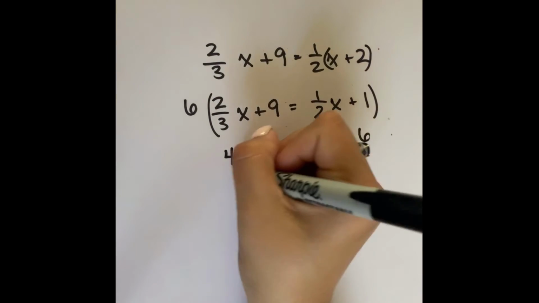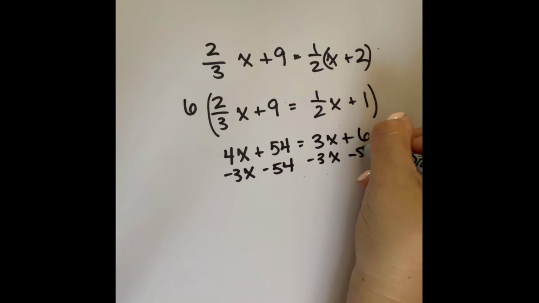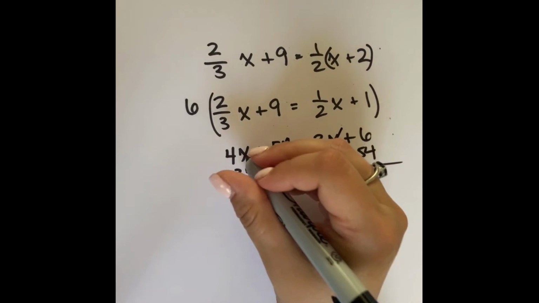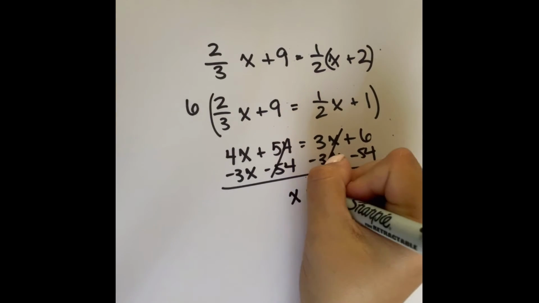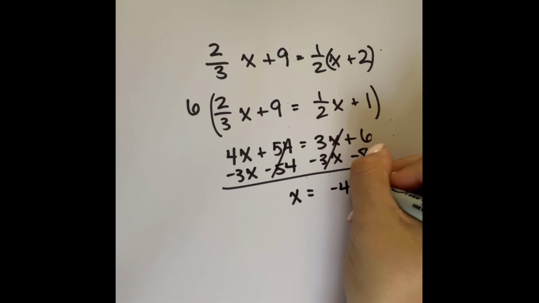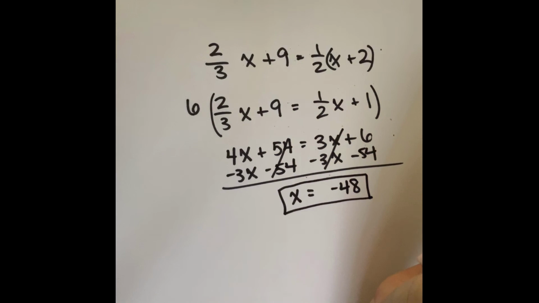Again, we're going to isolate our variable. 4x minus 3x is x. 6 minus 54 is a negative 48. After these examples, you should have the tools in order to solve any linear equation.